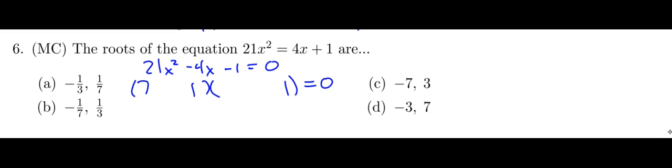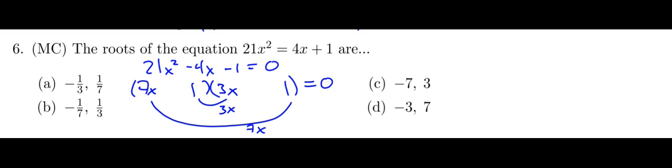The most immediate factors that I can think of for 21 are going to be 7 and 3. Now my question is, can I get the negative 4 out of that? Well, if I go 7x times 1, I'll get 7x. And if I get 1 times 3x, I'll get 3x. I can combine those to get negative 4 if the 7x is negative and if the 3x is positive. That will work. Now in this case, that means that that has to be my negative and this has to be my positive. But there we go.